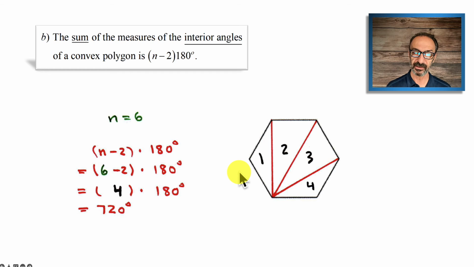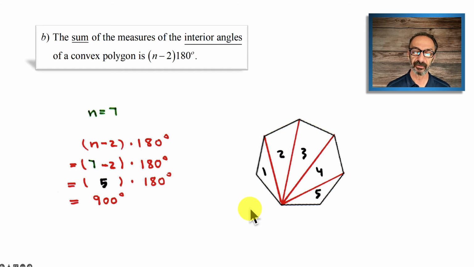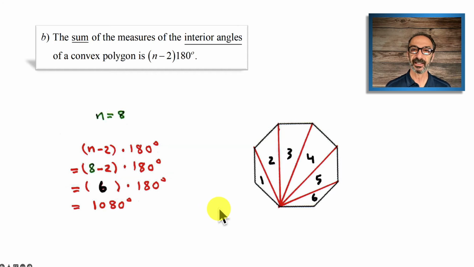When n equals 6, it does work. You have 4 triangles. You got the concept. For n equals 7, I have 5 triangles. For n equals 8, 6 triangles. I think that should do it for convincing ourselves that the sum of the interior angles is n minus 2 times 180. Now, let's get started with the 2 problems.